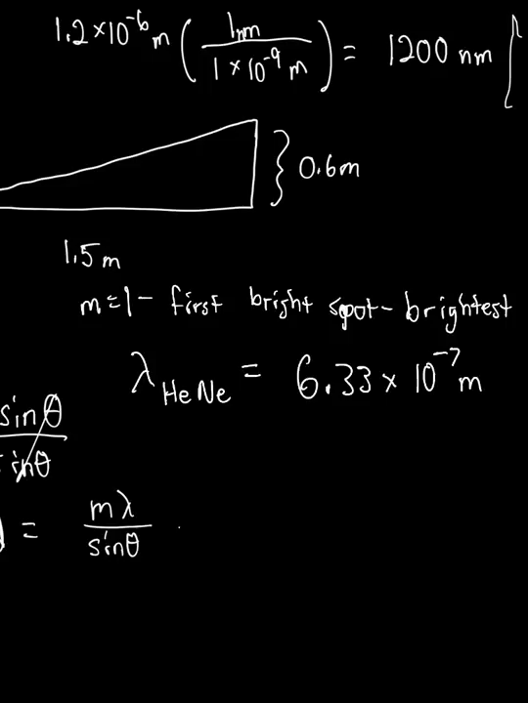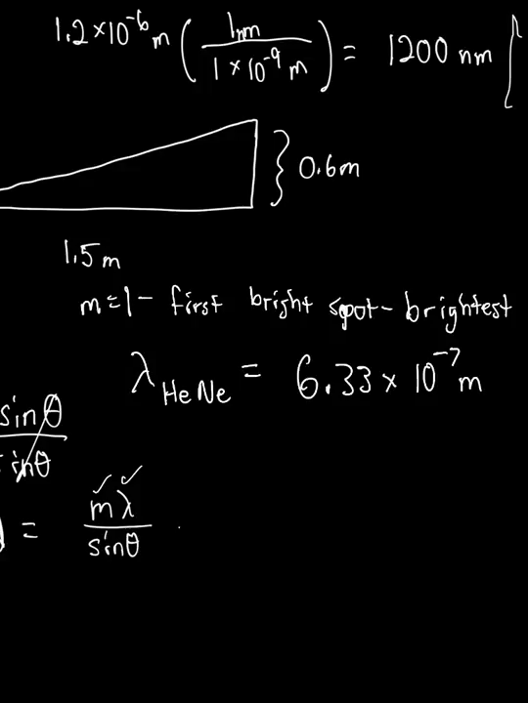Okay, so on an exam, would I give you that number as a constant? Yeah, you'd be given that. I'll give you the wavelength of the laser. You don't have to know the wavelength of the He-Ne laser. Okay? So we know the wavelength. We know m. What else? What's the last variable?